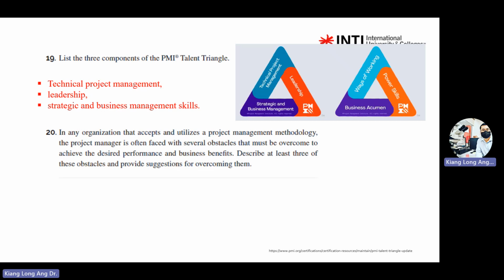Not constantly, but when you reach like 70% already, your customer says, I want to change this one. Right? So it's a changing requirement. It's one of the obstacles. For this one, the outcome here is to achieve the desired performance and business benefit. So what can stop or affect performance and business benefit? One is the project complexity and changing requirements.